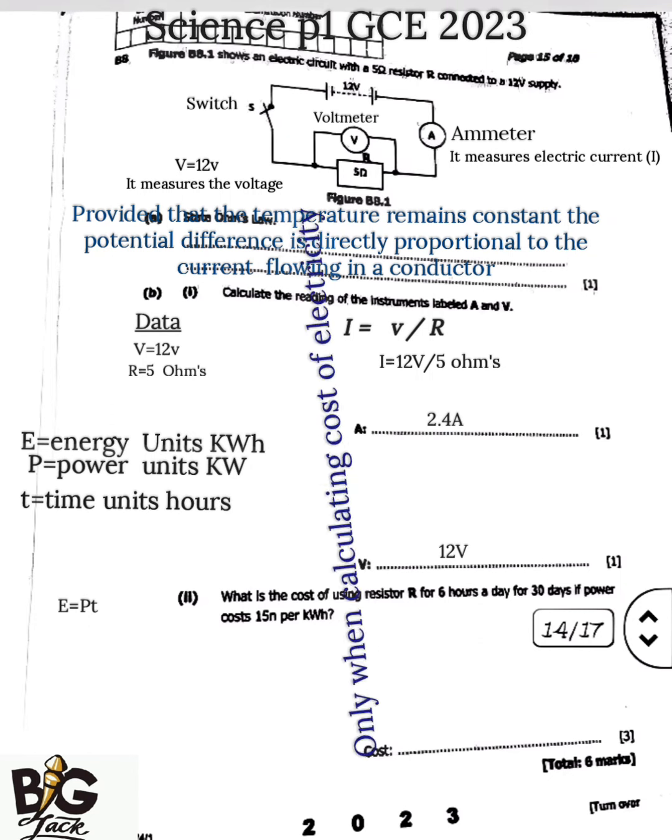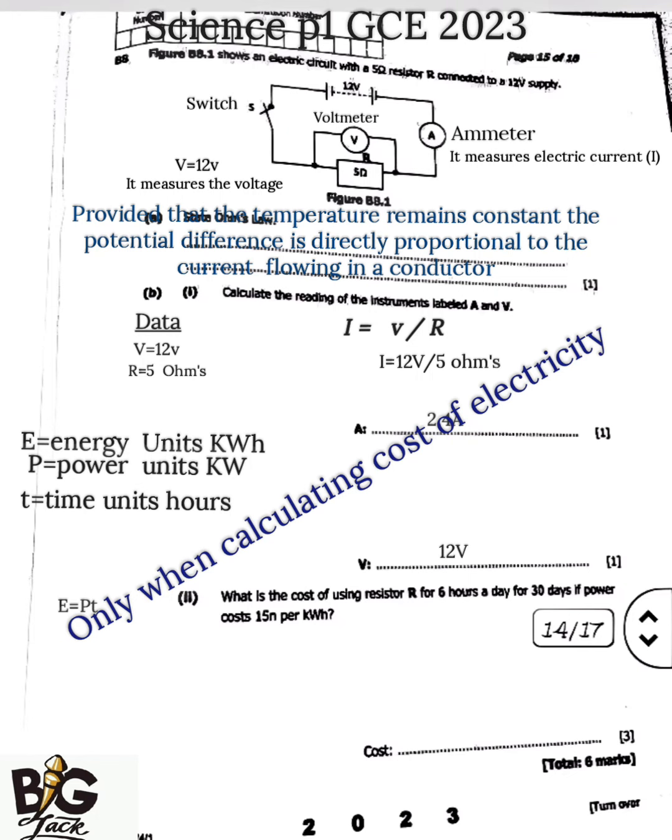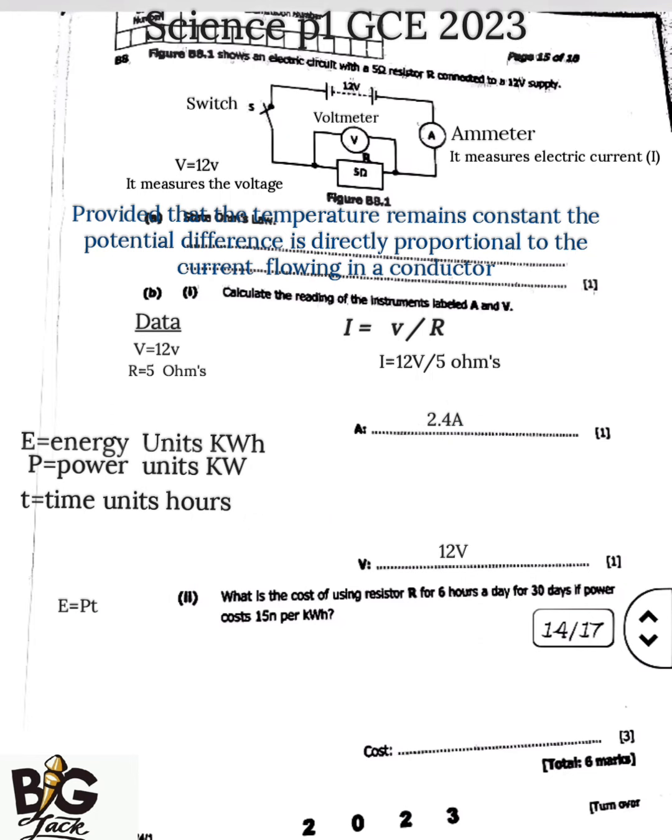According to the data that we have been given, let's collect it. We have the time. They are using resistor R for 6 hours a day, but they have used it for 30 days. So for us to know the actual time, we say 6 multiplied by 30 days. Then the time is going to be 180 hours.